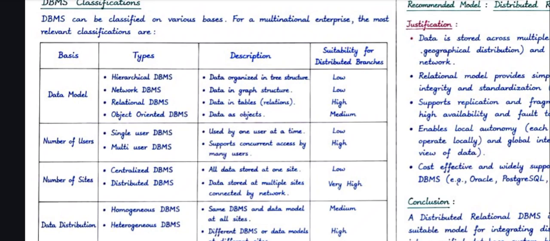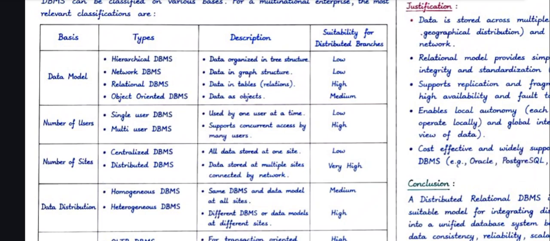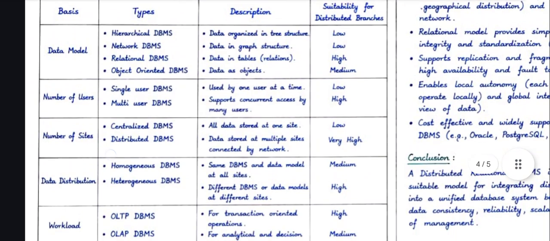Hierarchical: data organized in a tree structure. It is not suitable for distributed branches. Network: data organized in a network graph structure, that is also not a good choice. Relational database: data in tables, relations, that is highly suitable for distributed branches. Object oriented database: data as objects, medium.